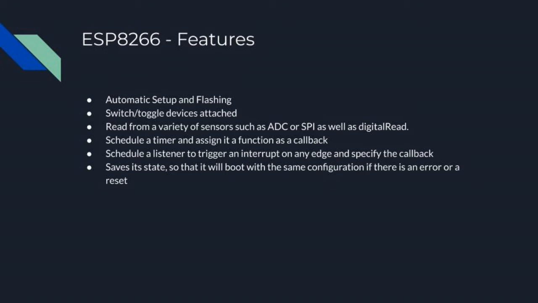Once the relevant information is inputted, the program will automatically generate the correct files to be copied over to your ESP. It will then flash your device with MicroPython and copy over the necessary files. Once this is done, your device is ready to use. You simply need to give it power.